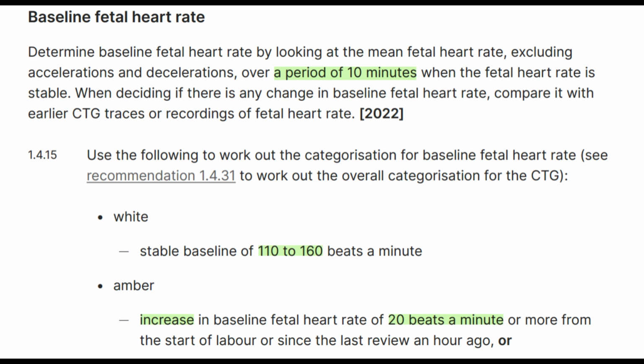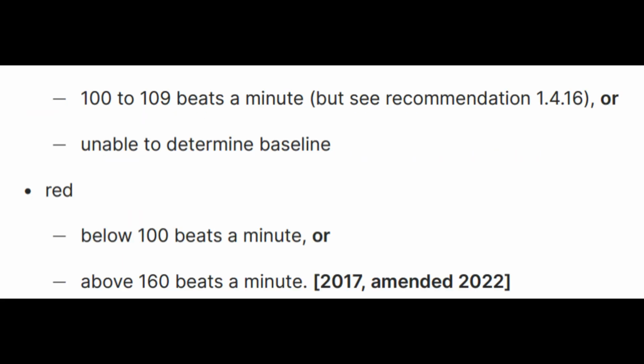Baseline fetal heart rate. Determine baseline fetal heart rate by looking at the mean fetal heart rate, excluding accelerations and decelerations, over a period of 10 minutes when the fetal heart rate is stable. When deciding if there is any change in baseline fetal heart rate, compare it with earlier CTG traces or recordings of fetal heart rate. Use the following to work out the categorization for baseline fetal heart rate. White, stable baseline of 110 to 160 beats a minute. Amber, increase in baseline fetal heart rate of 20 beats a minute or more from the start of labor or since the last review an hour ago, or 100 to 109 beats a minute, or unable to determine baseline. Red, below 100 beats a minute, or above 160 beats a minute.